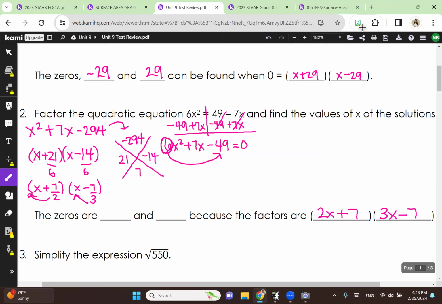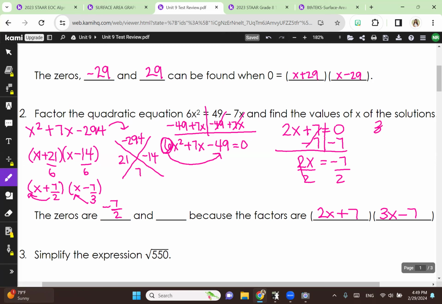So I'm going to start with the first one, 2x plus 7, and solve. First thing you do, minus 7. And then divide by 2. So the first 0 is negative 7/2. Just be aware, they might ask for it in decimal form.